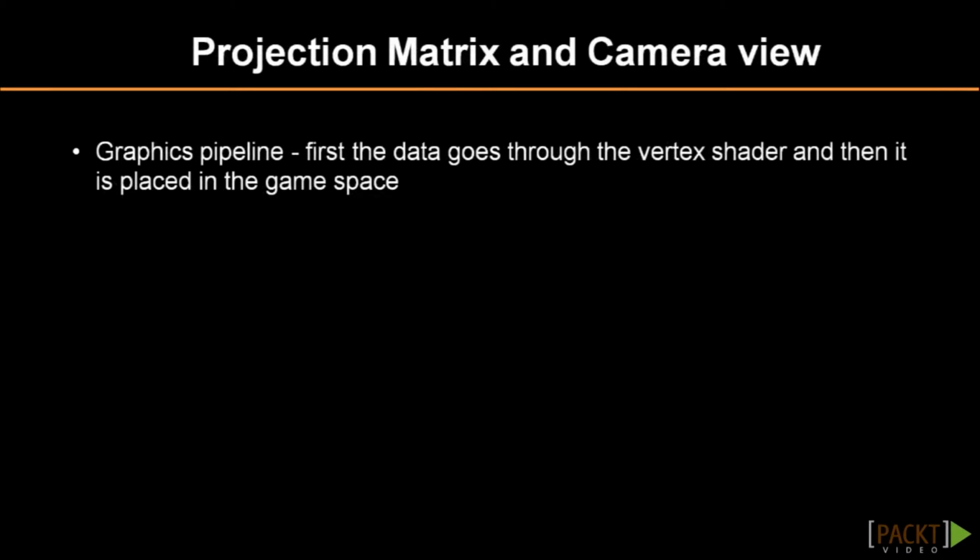There are a few steps that the vertex information takes to go from the data to displaying on screen, known as the graphics pipeline. First, the data goes through the vertex shader where they are placed into game space using the world view projection matrix. The data is then rasterized and sent to the fragment shader to draw the color before displaying on screen. We are now going to create the projection matrix and view matrix.